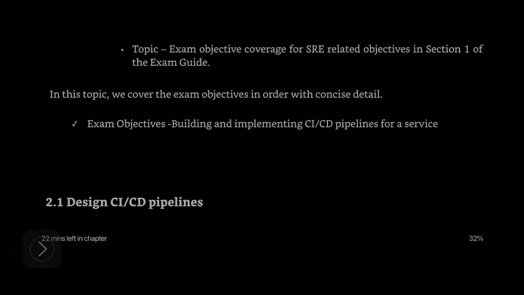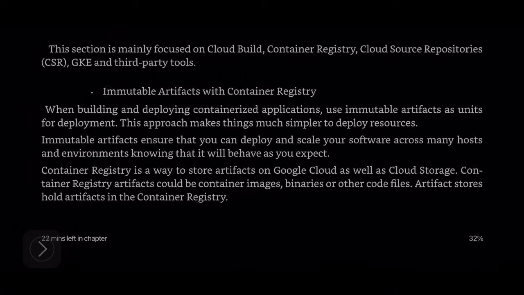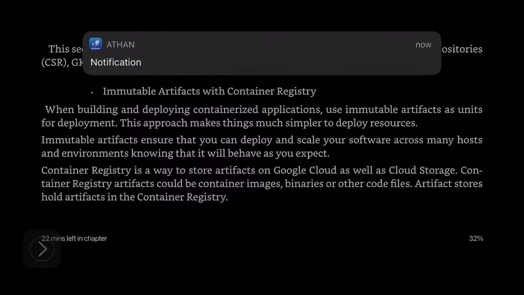2.1 Design CI/CD pipelines. This section is mainly focused on Cloud Build, Container Registry, Cloud Source Repositories (CSR), GKE, and third-party tools. Immutable artifacts with Container Registry. When building and deploying containerized applications, use immutable artifacts as units for deployment. This approach makes things much simpler to deploy resources. Immutable artifacts ensure that you can deploy and scale your software across many hosts and environments, knowing that it will behave as you expect.